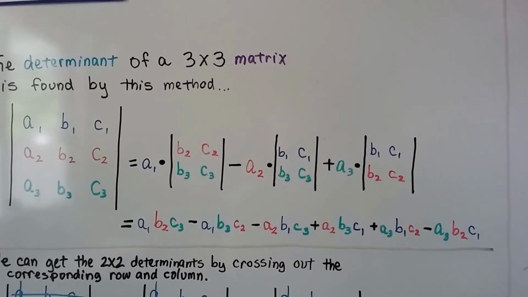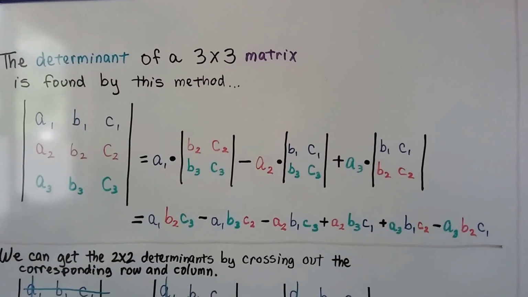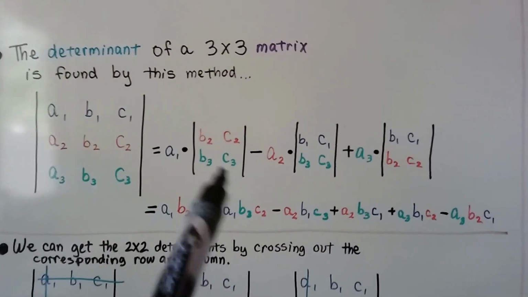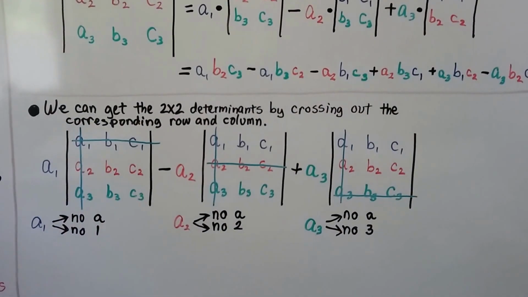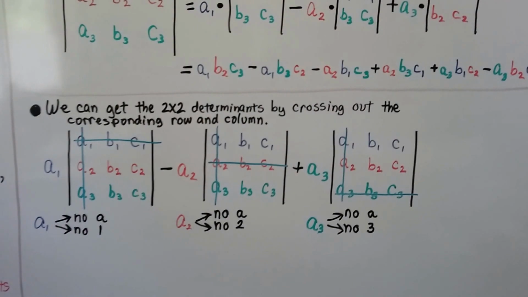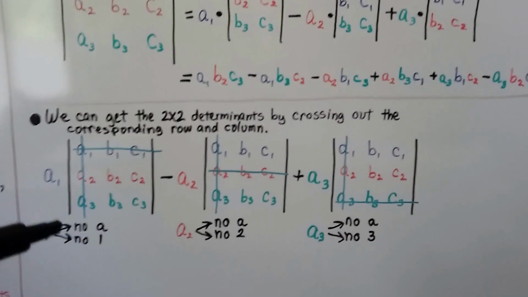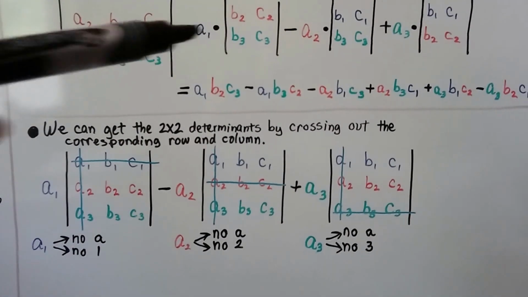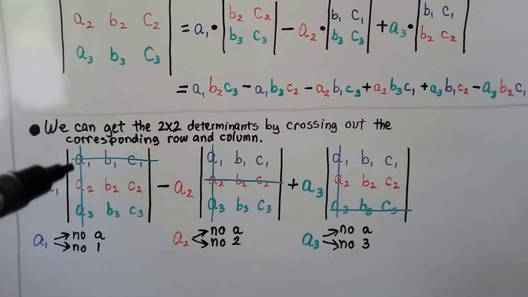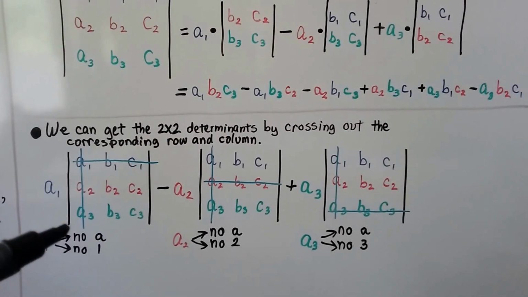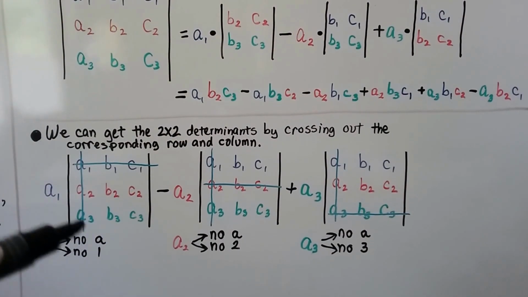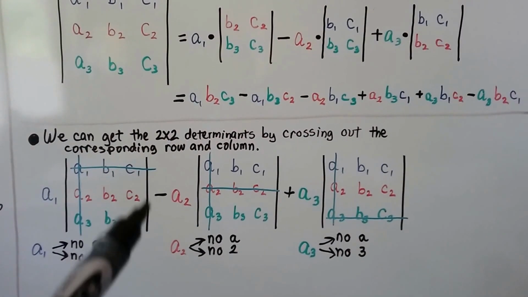All right? So we're going to do this with some actual numbers, all right? Now, how did I get these 2 by 2s? Well, it's really kind of easy. We can get the 2 by 2 determinants by crossing out the corresponding row and column. So for a sub 1, this a sub 1, see? We crossed out all the a's and all the 1's. So for a sub 1, there's no a allowed and no 1 allowed. So that got crossed out, and we got left with these.